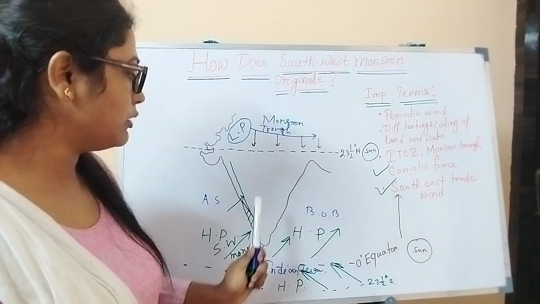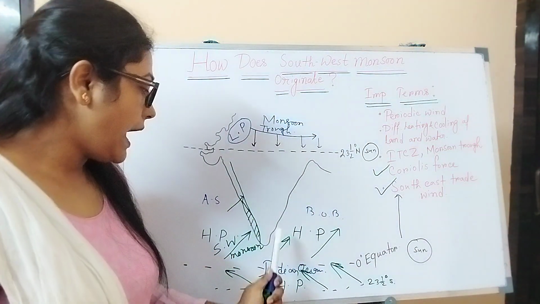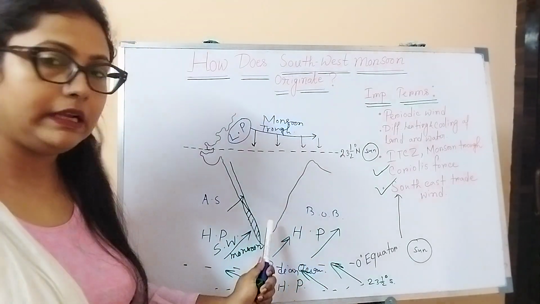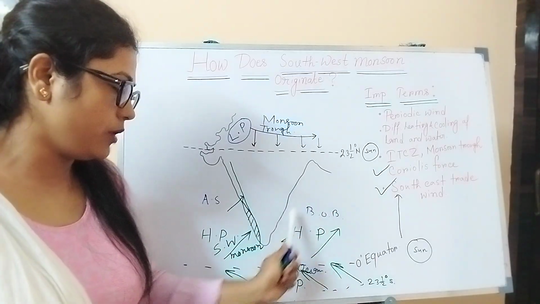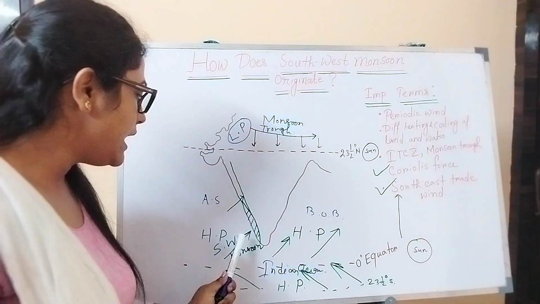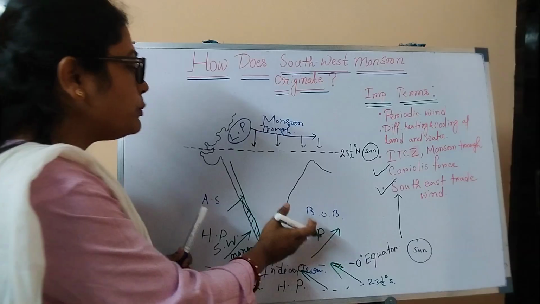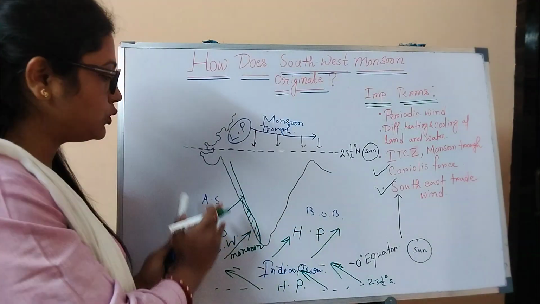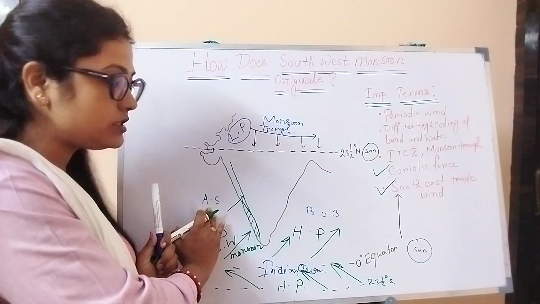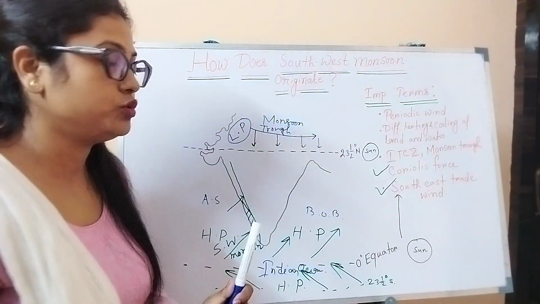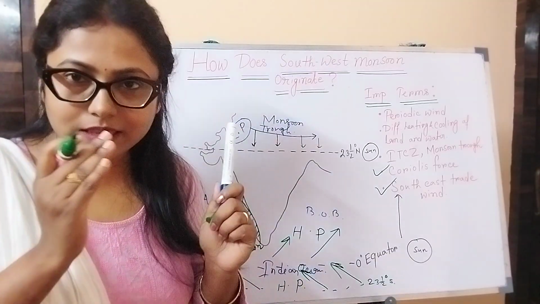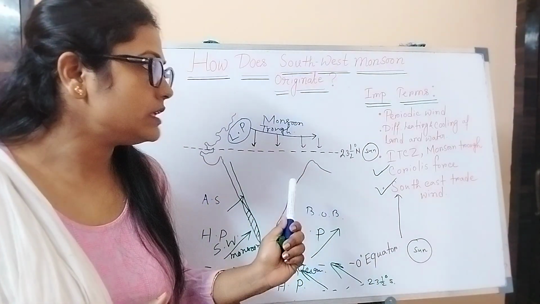So in this way the southwest monsoon is originated, and when it enters along the coastal part of India, due to the tapering shape of peninsular India, it will be bifurcated into two branches. One branch is known as the southwest monsoon of the Arabian Sea branch, and another branch is called the southwest monsoon of the Bay of Bengal branch.